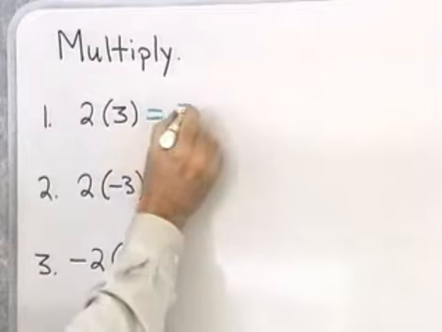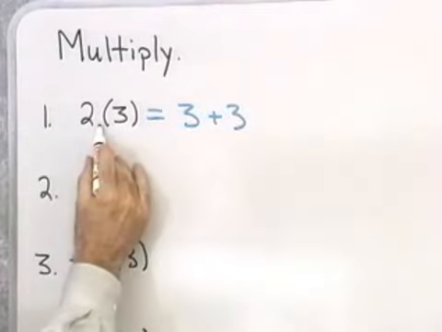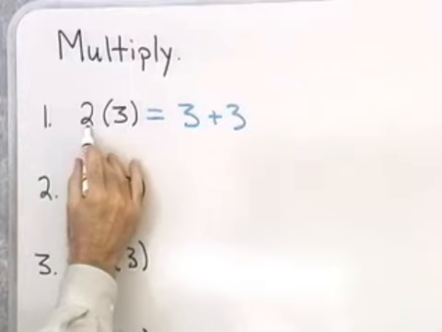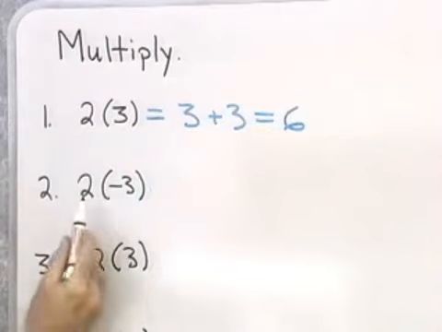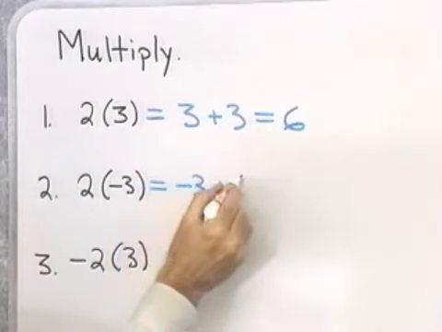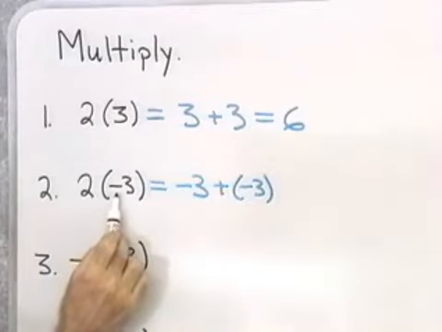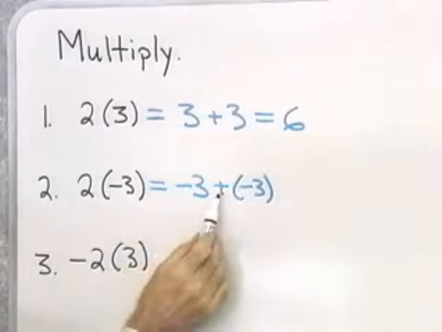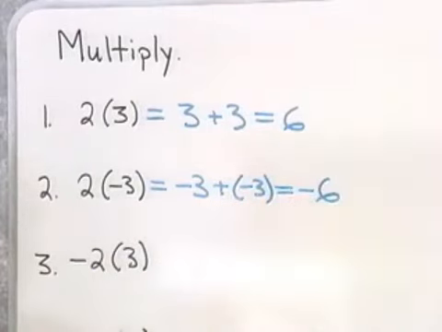2 times 3 means 3 plus 3. That's the definition of multiplication. It means write down 3 2 times and add. 3 plus 3 is 6. Now, 2 times negative 3, by the same definition, is negative 3 plus negative 3. That is, I want to write down negative 3 2 times and add. Negative 3 plus negative 3, negative 6.